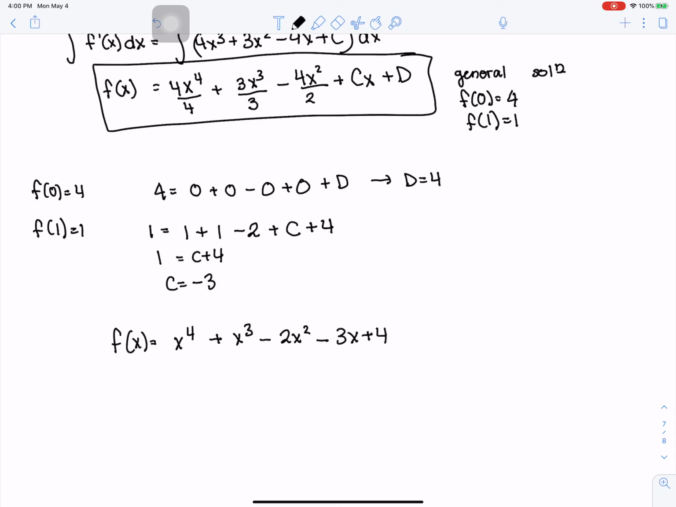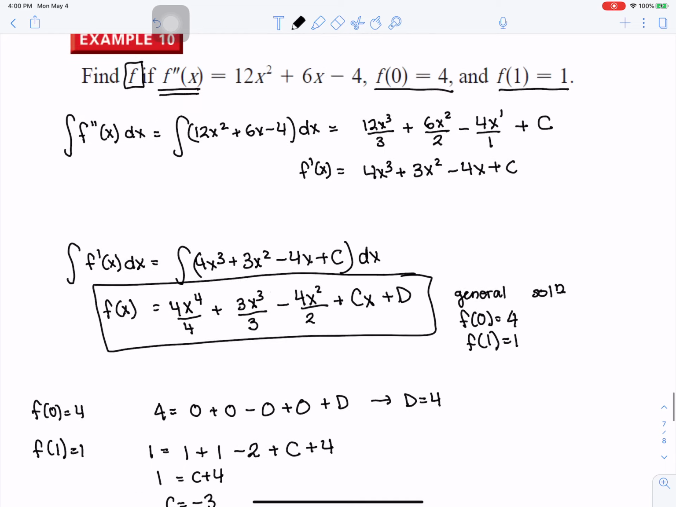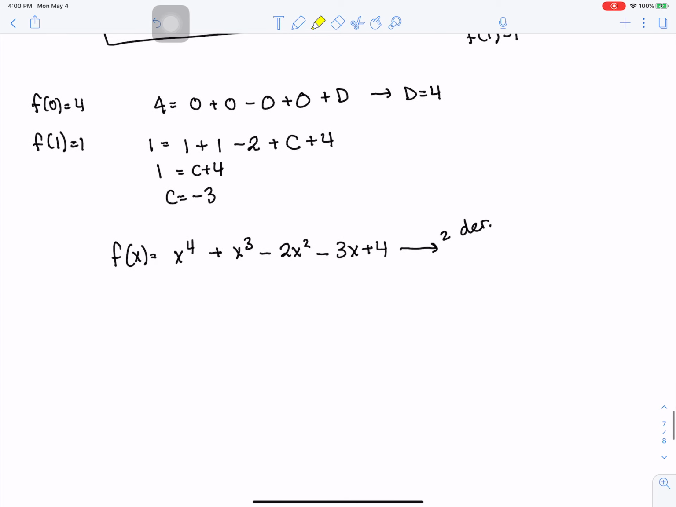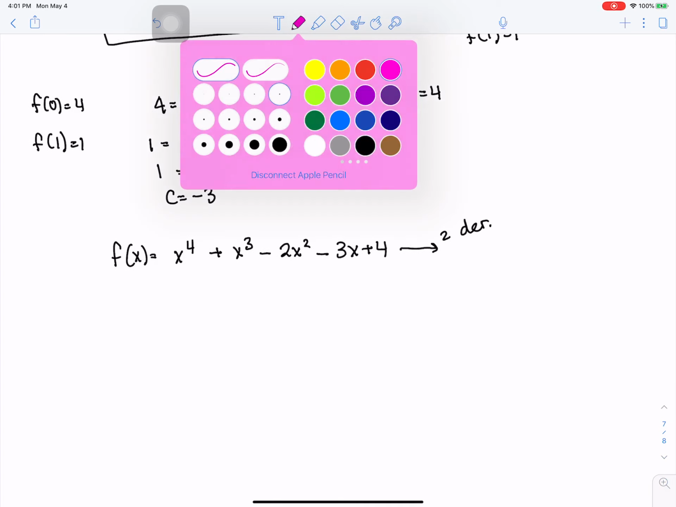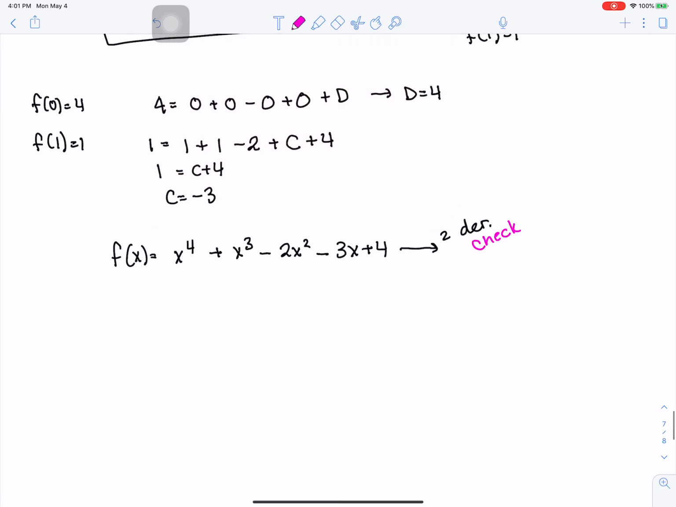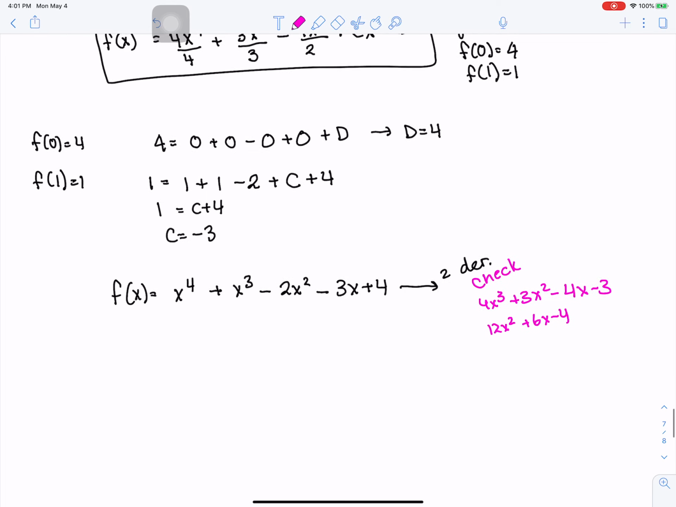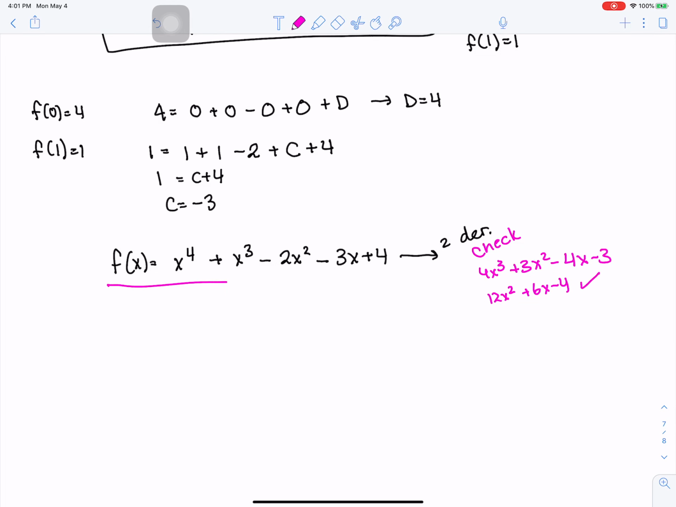If I were to take the derivative of this twice, I better get my original starting function, which was the one I was given. Let's quickly do that and make sure. I'm just going to call it a check. So one derivative would be 4x cubed plus 3x squared minus 4x minus 3. The second derivative would be 12x squared plus 6x minus 4. And if you look at my original question, that's exactly what I started with. So I know that this is the correct answer.